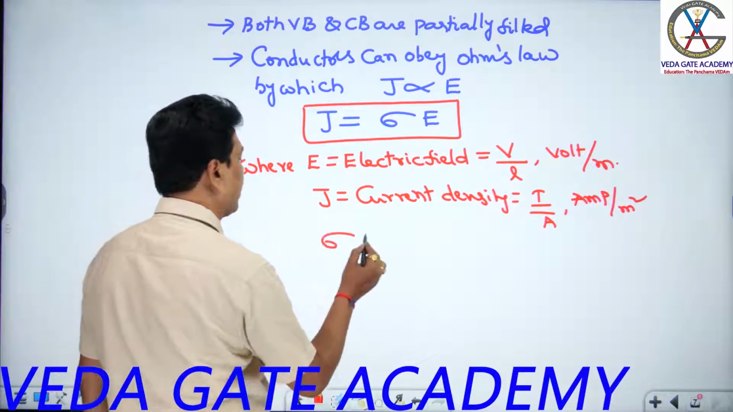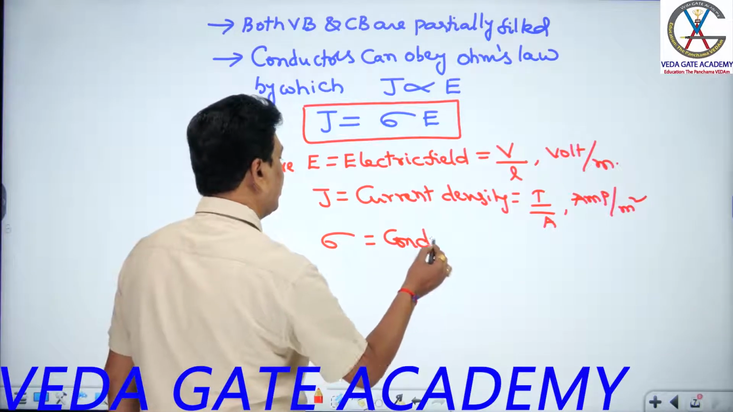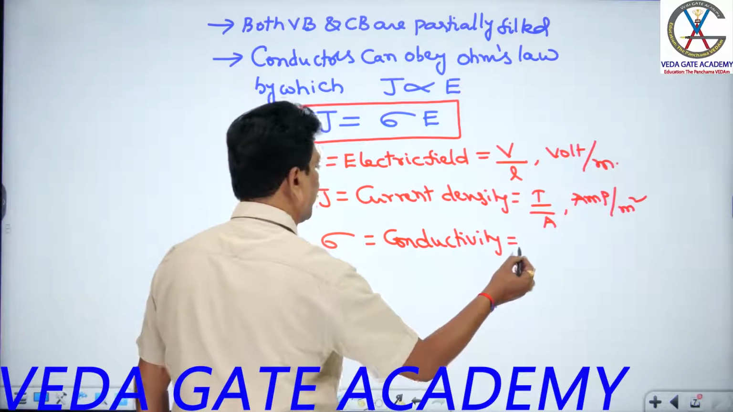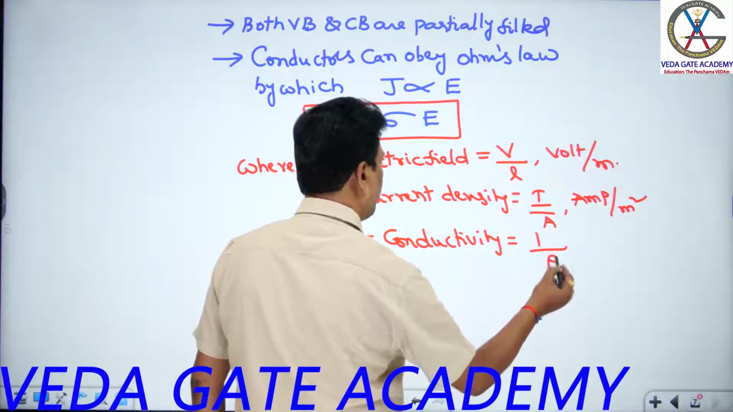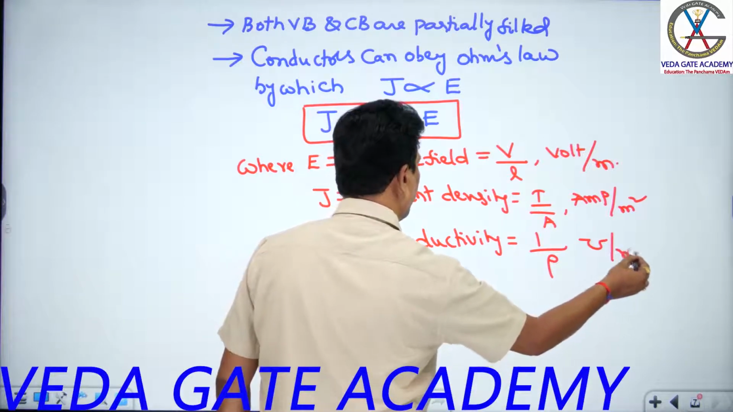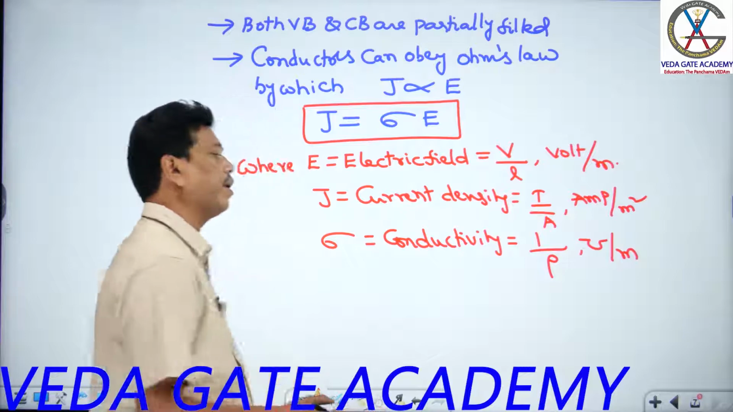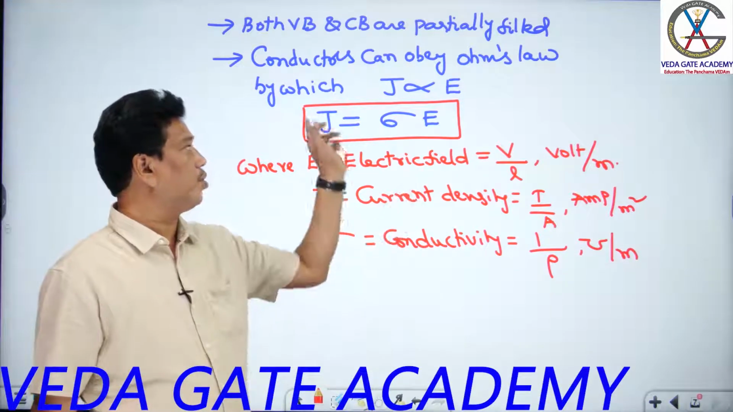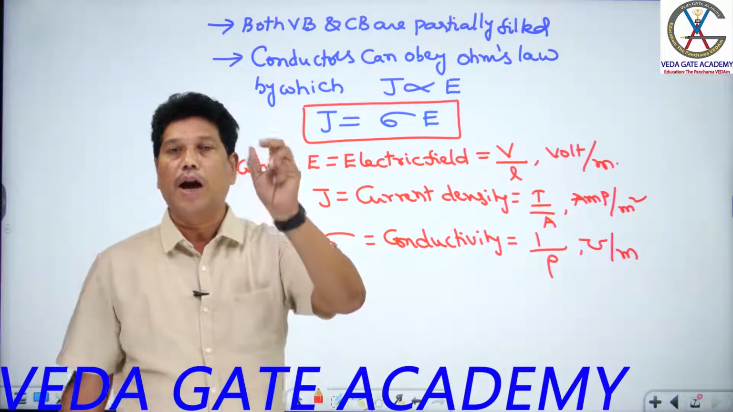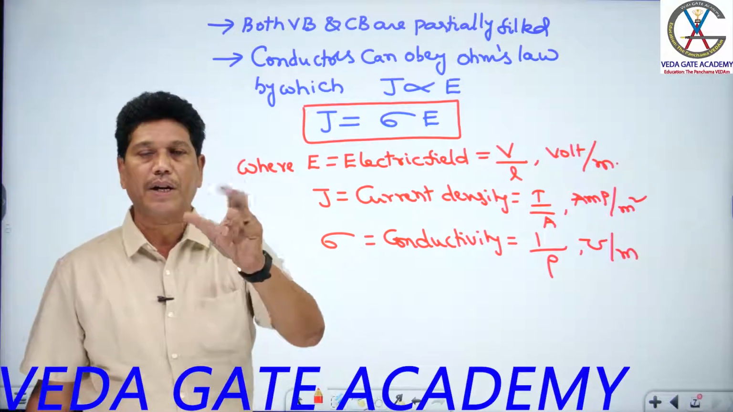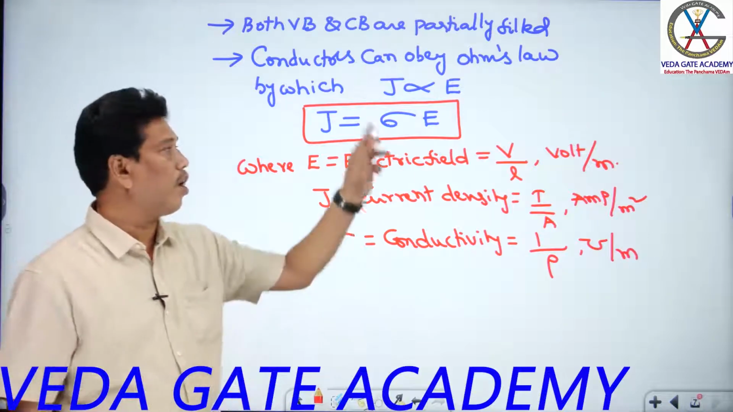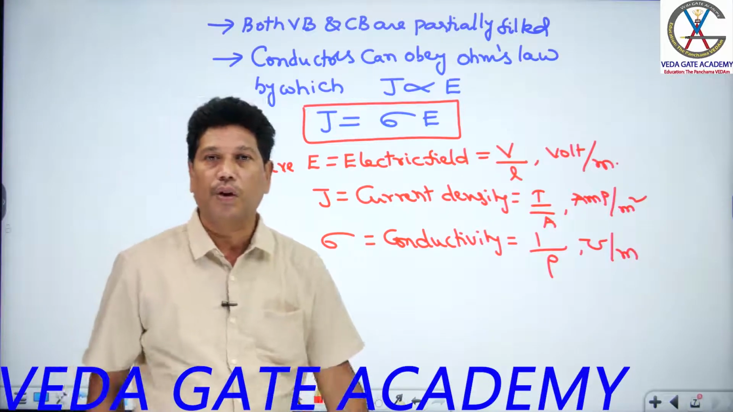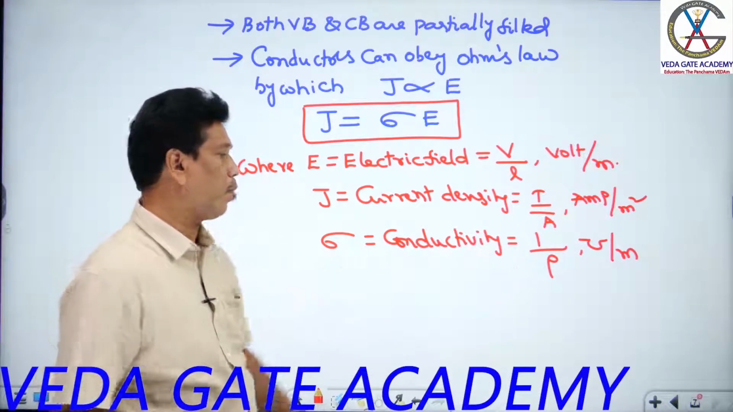Sigma stands for conductivity. Proportionality factor you can call conductivity. Conductivity is the reciprocal of resistivity, 1 by rho. Unit for this one is mho per meter, students, or ohm meter inverse also you can write. So this is the formula of Ohm's law, applicable only for conducting materials like conductors and semiconductors. It will not be applicable for insulators, students, because for an insulator sigma equal to 0. So conductivity equal to reciprocal of resistivity.